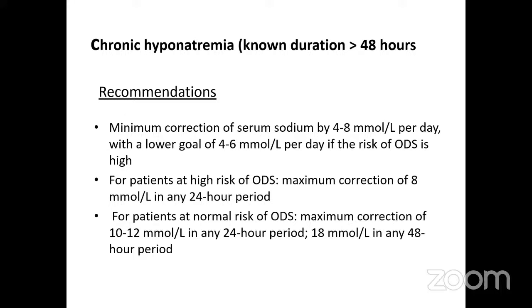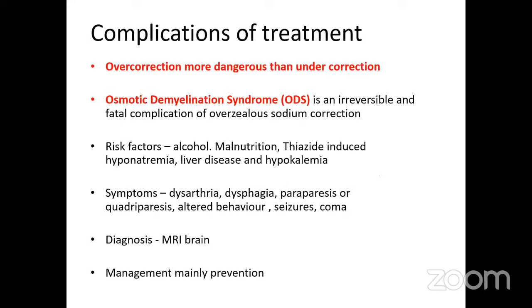In chronic hyponatremia, the recommendation is that you have to correct very slowly because the brain autocorrects. In patients who are highly vulnerable to ODS, it should not be 6, it should be 8 to 12 milliequivalents in a 24-hour period. You should be very careful in correction. Briefly, we will see what the complications of treatment are.